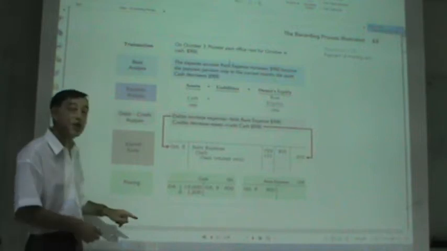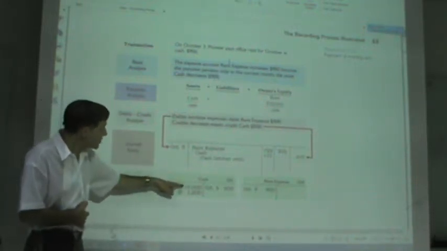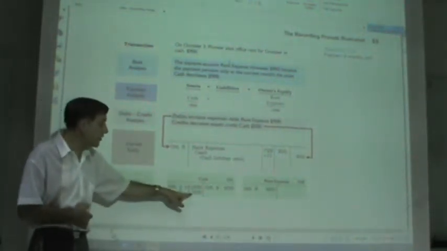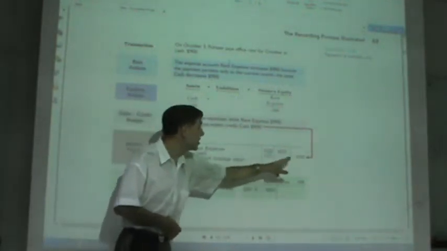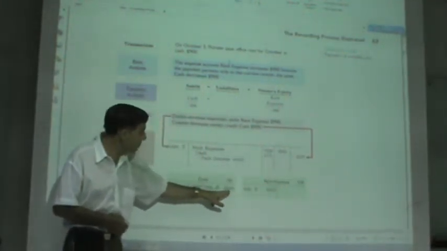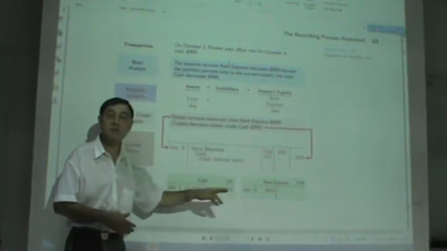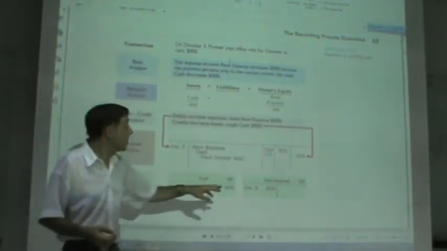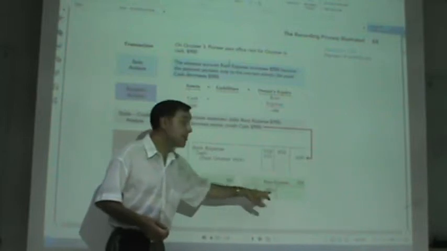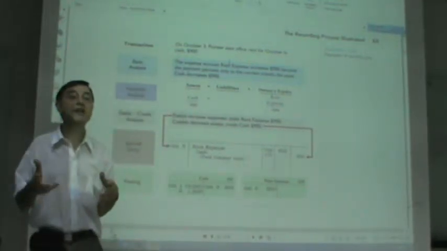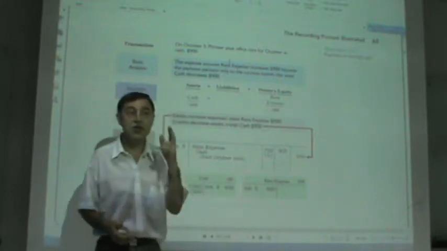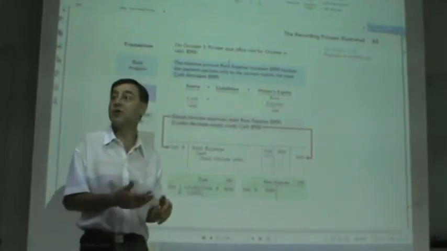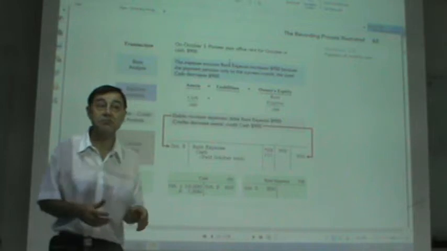So you have cash. Copy 10,000 from the last time, 1,200 from the last time, and now you have cash credit 900, copy, credit 900. That's it. Rent expense is a debit 900. All expenses are usually debit accounts. You just remember that. All revenue is a credit account. And that's the example. Next one.